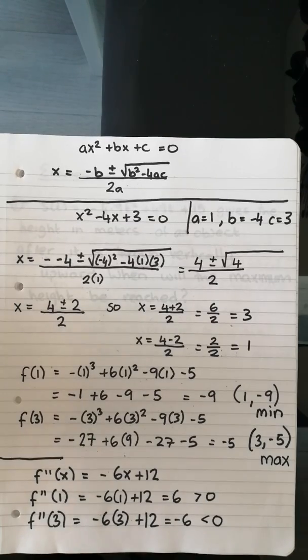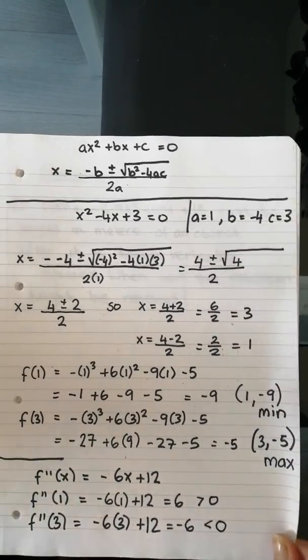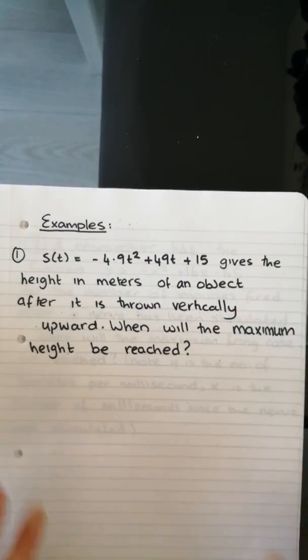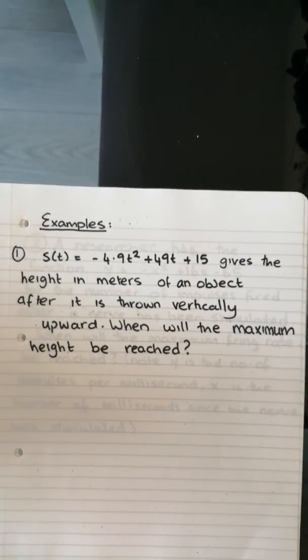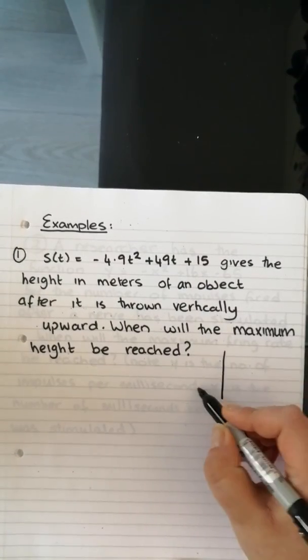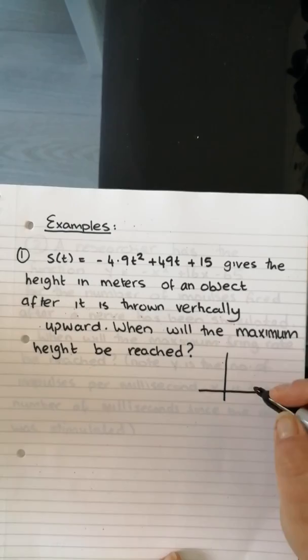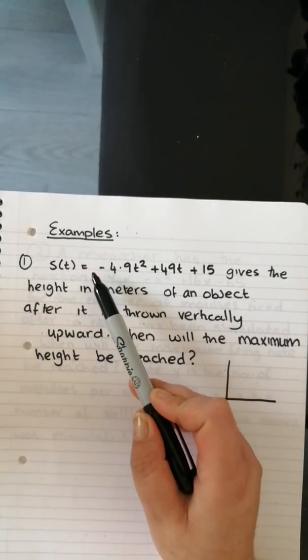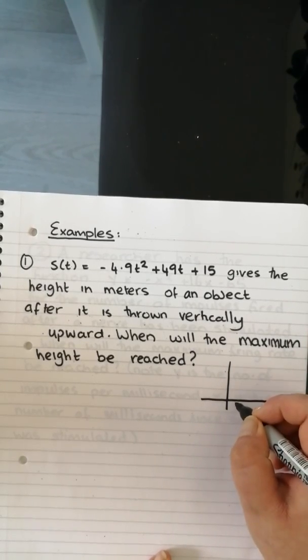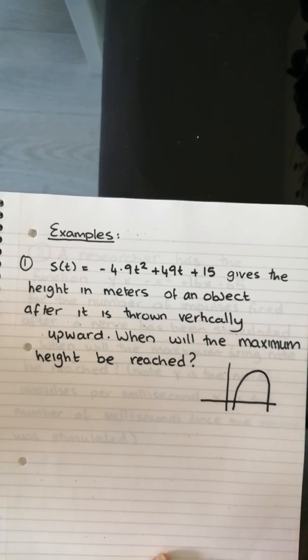So let's see a couple of applied examples of this. Here's an applied example. s of t is equal to this function, and it gives the height in meters of an object after it is thrown vertically upward. When will the maximum height be reached? If you think of it in terms of a graph, because there's a negative at the start, the graph will look upside down, almost like a sad face, a sad mouth.